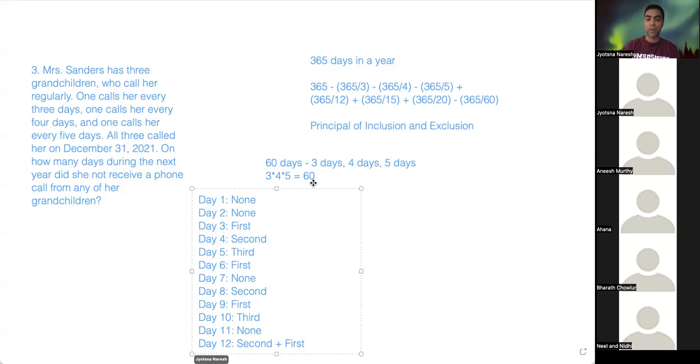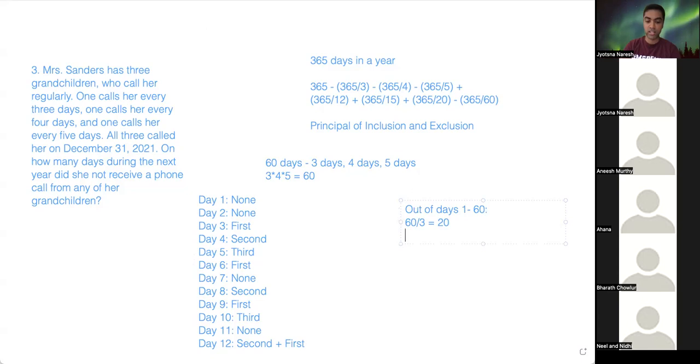But now let's think about within these 60 days, on how many of these days the first grandson calls. In 60 days, the first grandson we know calls every 3 days, right? So the first grandson calls on the 3rd day, the 6th day, the 9th day, the 12th day. So that's 60 divided by 3 total times, so 20 days out of the 60. So out of days 1 to 60, the first one will call 20 times.